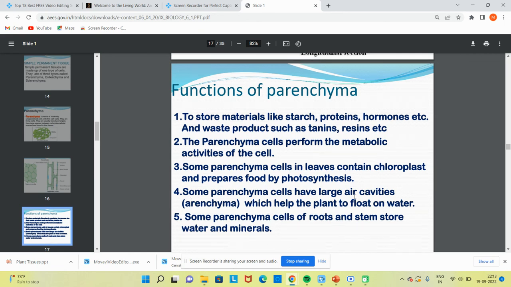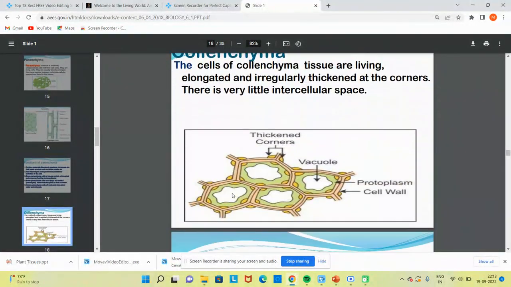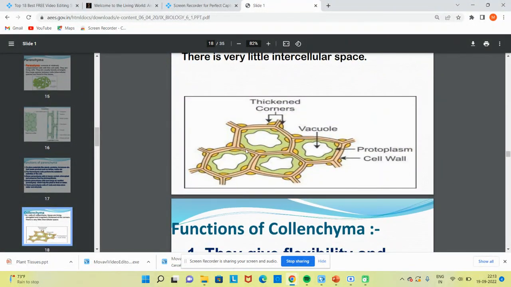Some parenchyma cells have large cavities, which is called the aerenchyma, which mainly helps the plant to float on the water. So these aerenchyma cells are generally seen in the hydrophytes. So some parenchyma cells of the roots and stems store water and minerals. Next one is the collenchyma.